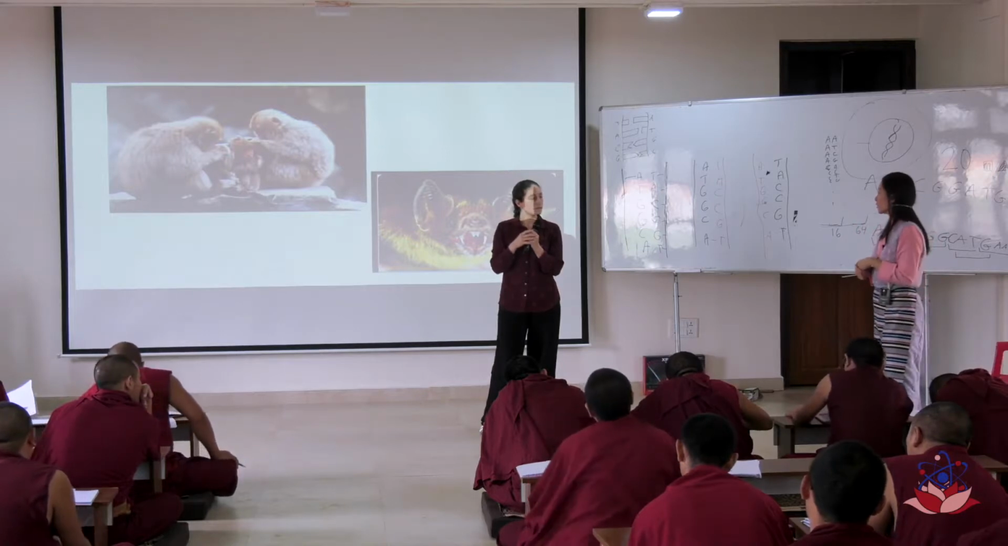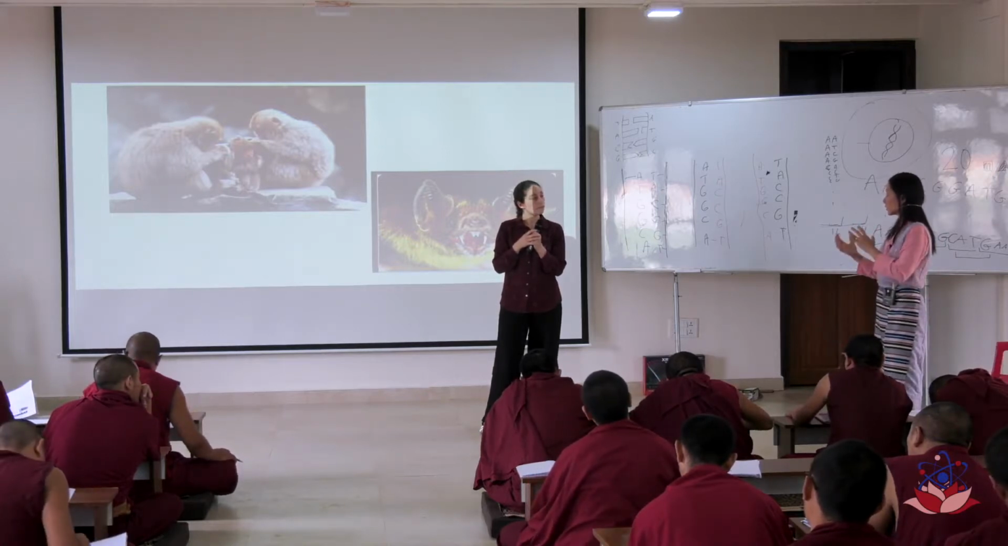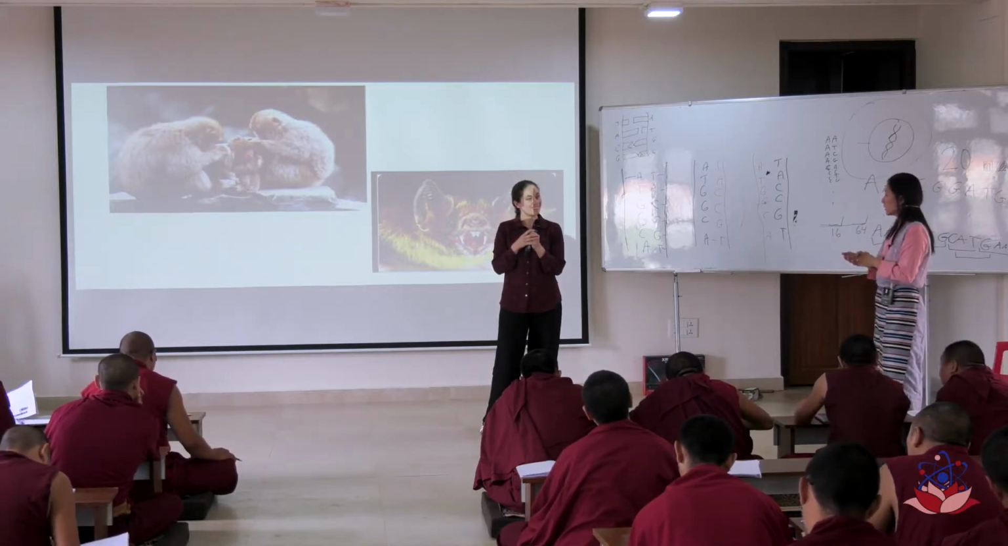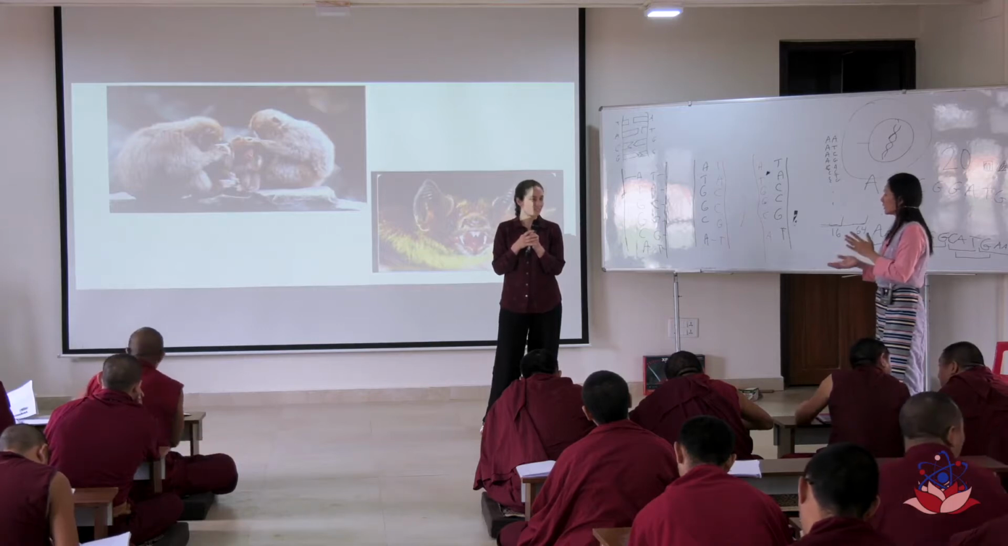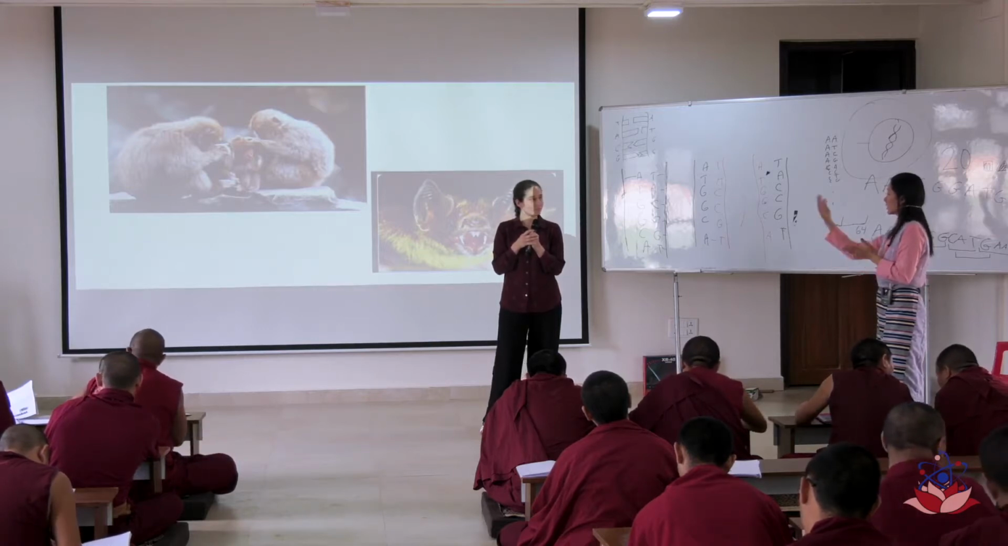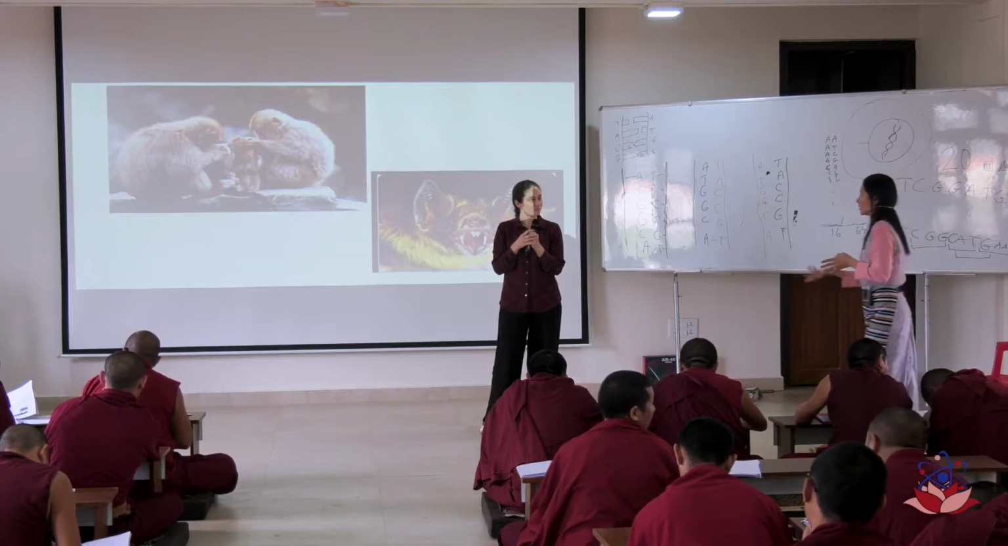So the height of a person and intelligence of a person, is it inherited or not? If intelligence is not inherited, how come an intelligent father has a dumb child?